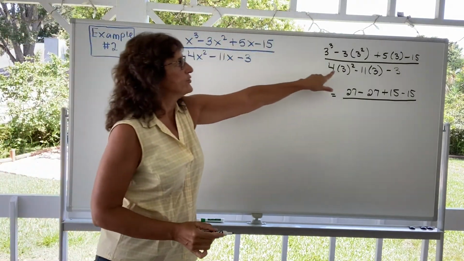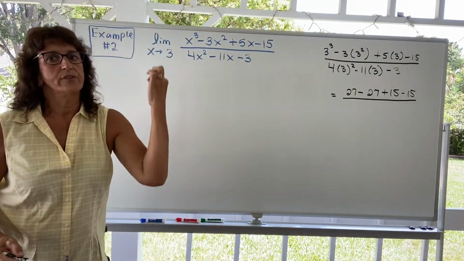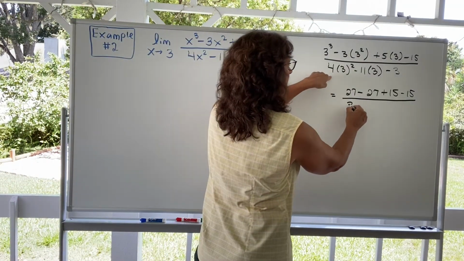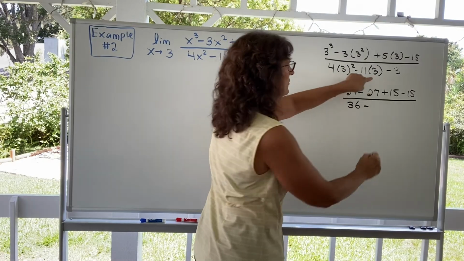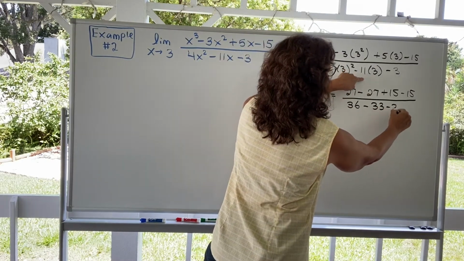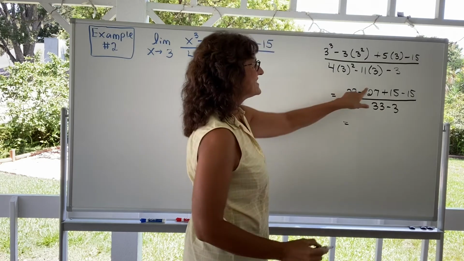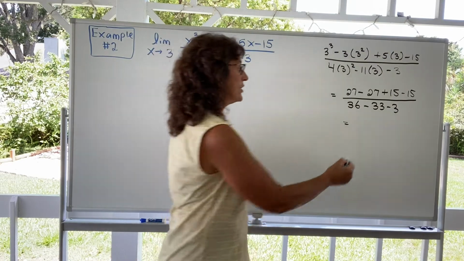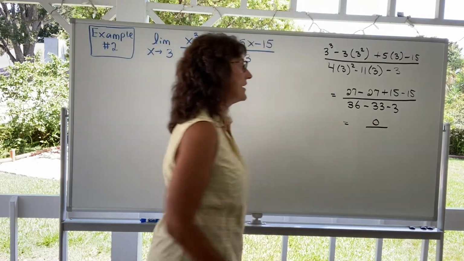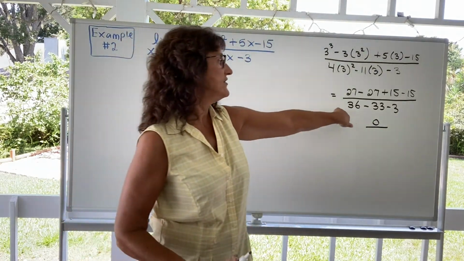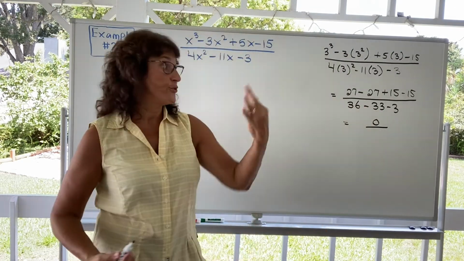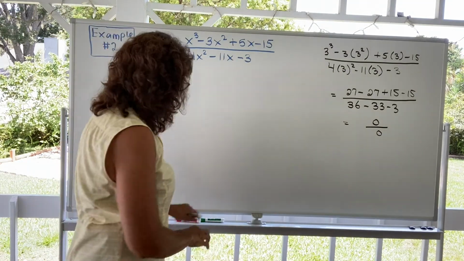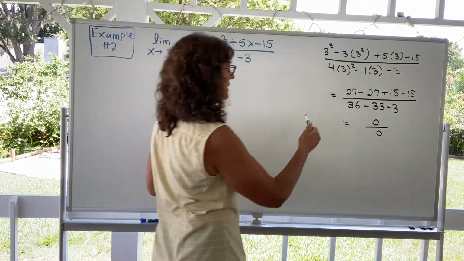What about the denominator? 3 squared, you have to evaluate the exponents before you multiply, order of operations. So 3 squared is 9, times 4, that's 36. Minus 11 times 3 is 33, minus 3. Okay, numerator: 27 minus 27 is 0, plus 15 minus 15 is 0. We've got a 0 in the numerator. What about the denominator? 36 minus 33 is 3. 3 minus 3 is 0. We've got 0 over 0. So we have 0 over 0 here as well.